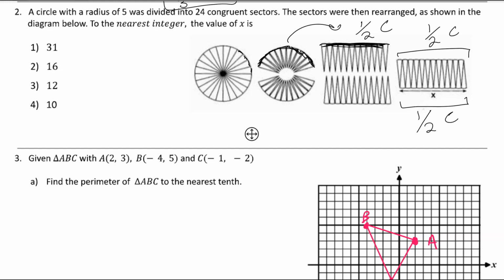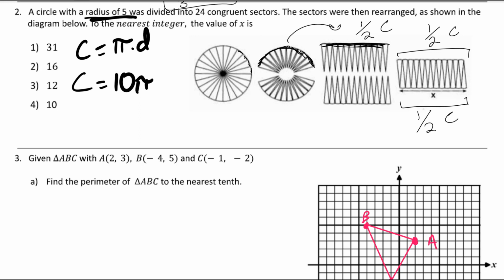Remember, the formula for circumference is circumference equals pi times my diameter, and I'm told that the radius was 5, so my diameter is just 10 units. So that's my full circumference. To find half of that, I can just divide this by 2 to find that half of the circumference is 5 pi.